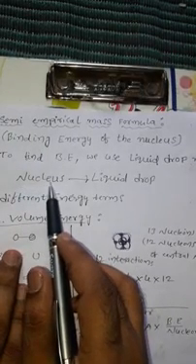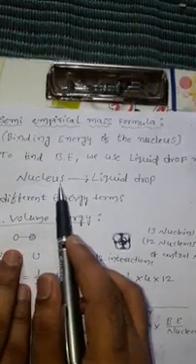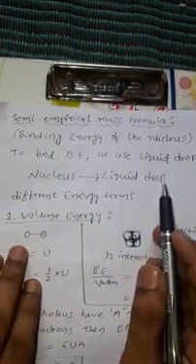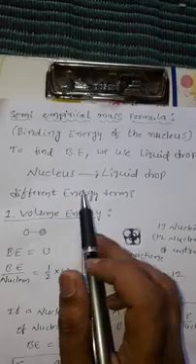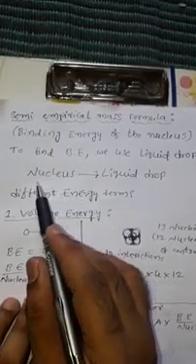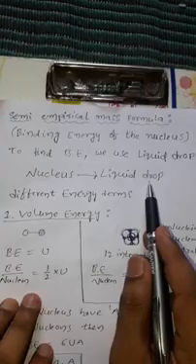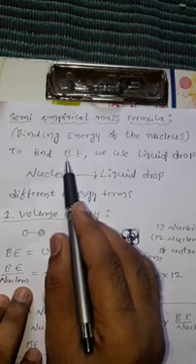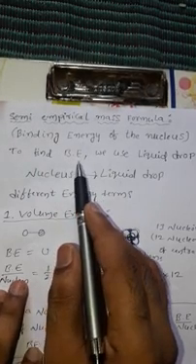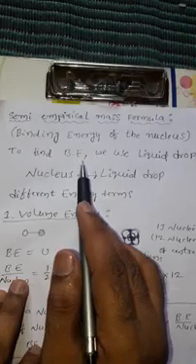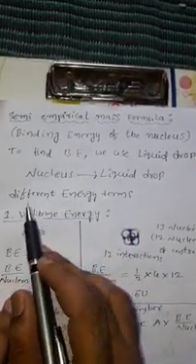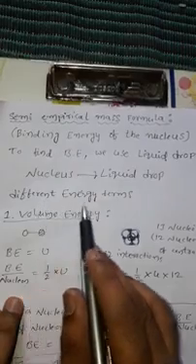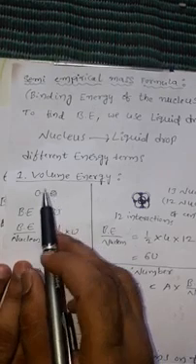In liquid drop model, we compare nucleus, means a nucleus is compared to liquid drop, because there are so many similarities between nucleus and liquid drop. We can express binding energy in terms of atomic mass number and atomic number. Binding energy has different energy terms. First one is volume energy.